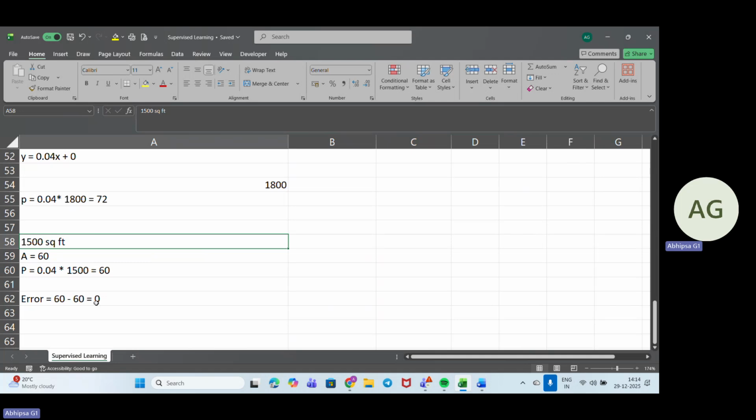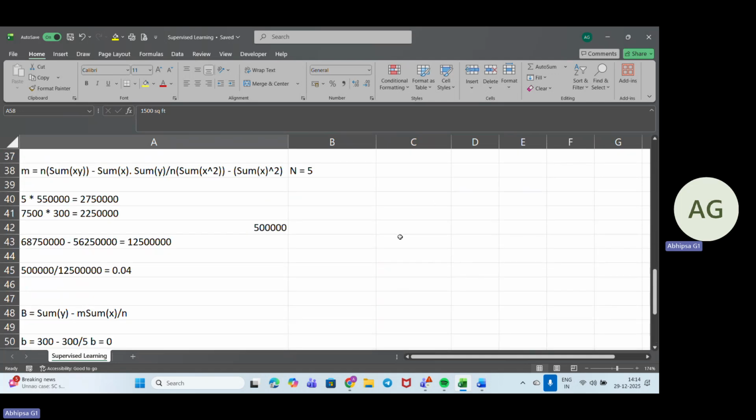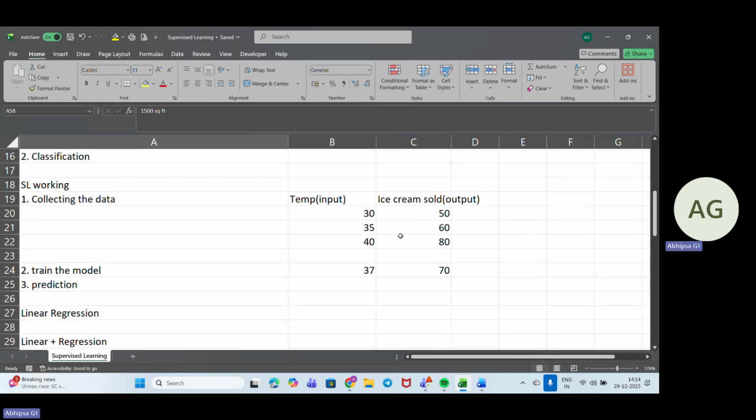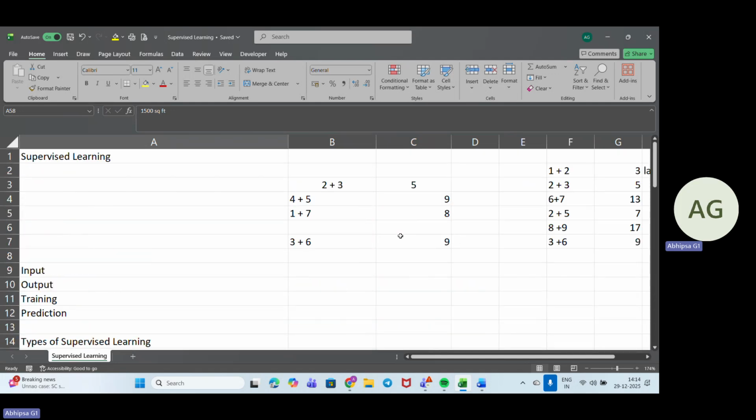Okay, so this is all about linear regression. This is how we have to take it through linear regression in detail. We have explained regression and supervised learning with linear regression in detail. Next, we will be moving on to multiple linear regression.